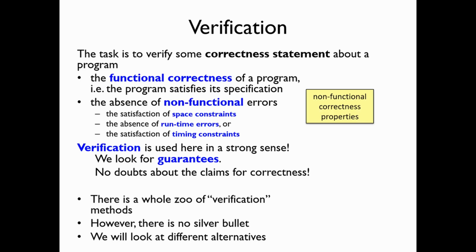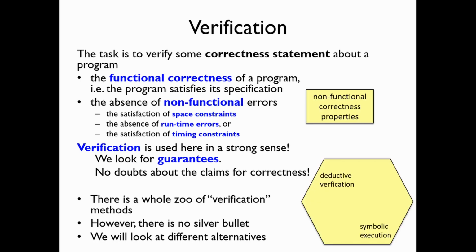Then we have non-functional correctness properties. For instance, the absence of runtime errors, like division by zero, index out of bounds, arithmetic over or underflows, large floating point rounding errors. Then the satisfaction of space constraints, namely that the program does not exceed the space allocated to it. And finally, the satisfaction of timing constraints, that the program does not execute longer than its deadline permits. There's a whole zoo of techniques that people actually call verification techniques, but not all of them possess the ability to give guarantees, as we will see.